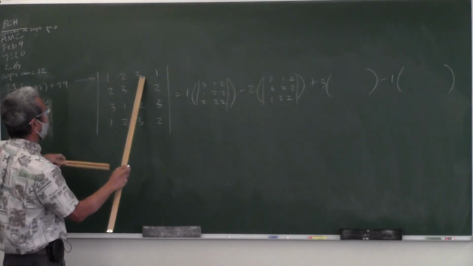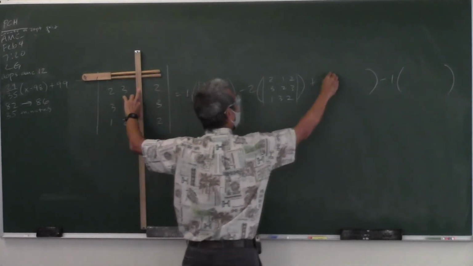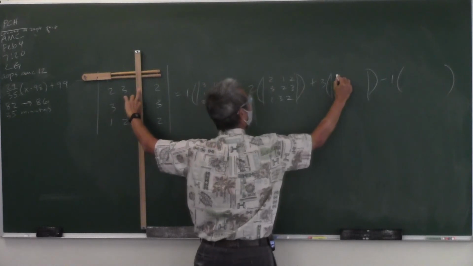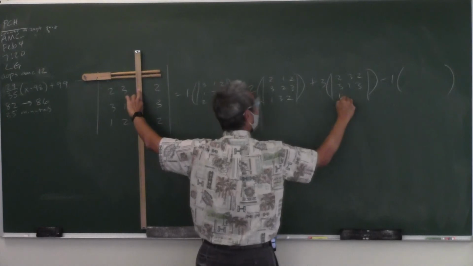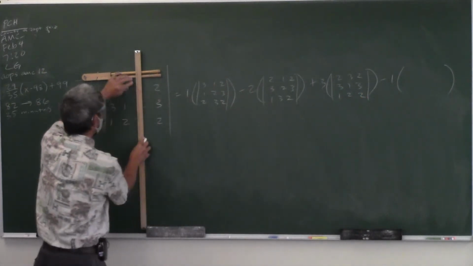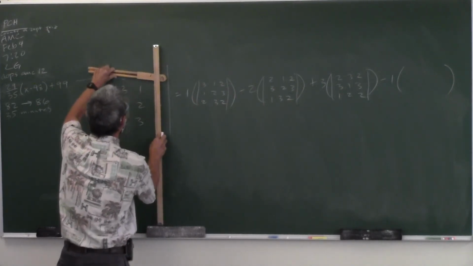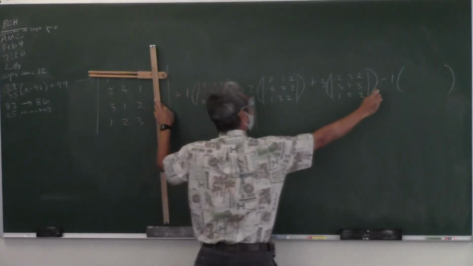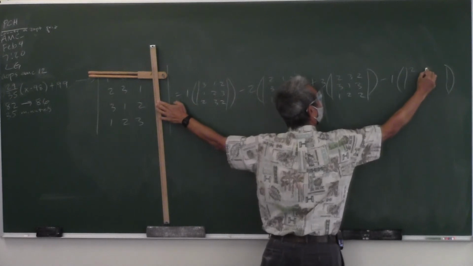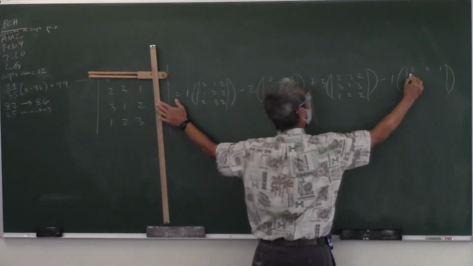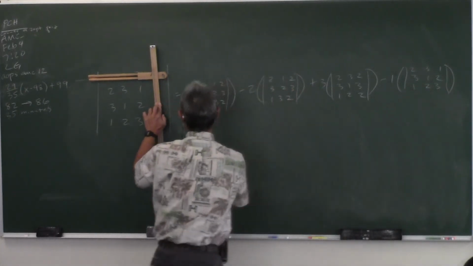Okay, next one. This one here. Cross out the row and column. 2, 3, 2, 3, 1, 3, 1, 2, 2. And then finally, the last one. Oh, shoot. No, don't worry about it. 3, 1, 2. No, I got it. 1, 2, 3. There, I did it.